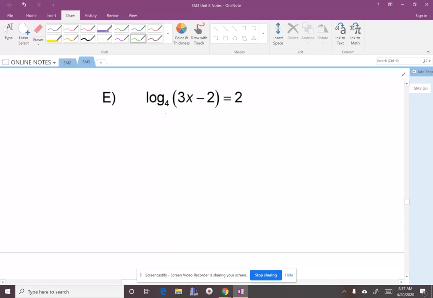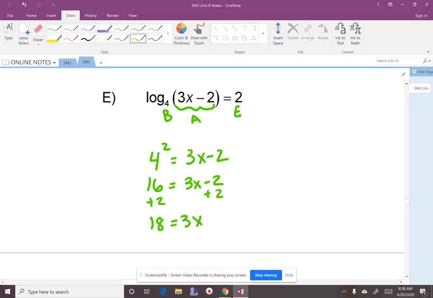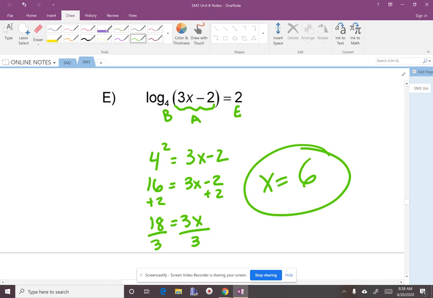So, log form. This is a base. This whole thing is your answer, and 2 is your exponent. So I'm going to change forms. I get 4 squared equals 3x minus 2. 4 squared is 16, so I get 16 equals 3x minus 2. I'm going to add 2. I get 18 equals 3x. Divide by 3, and I get x equals 6.